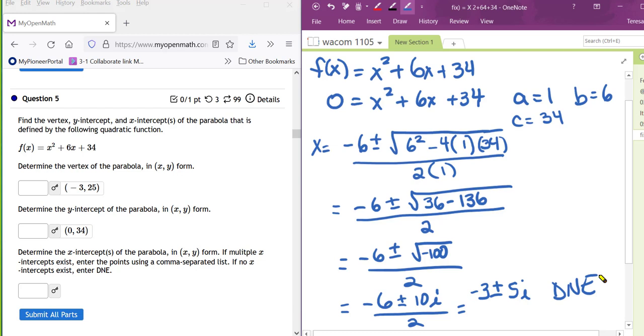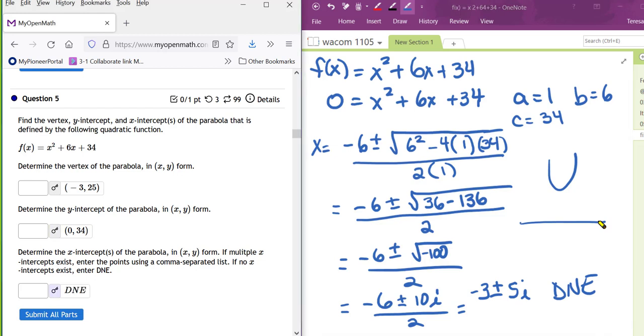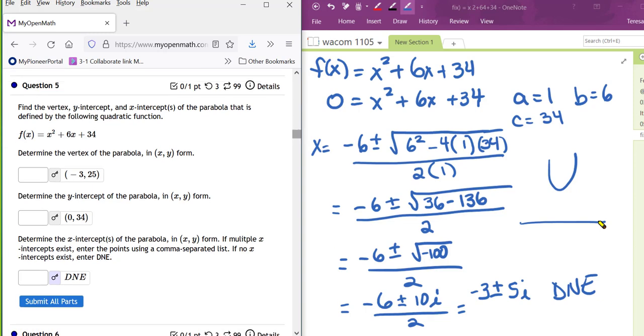the x-axis. Let's see. This one opens up because it's a positive 1 in front of the x squared. So it's going to look like this. Our vertex is negative 3, 25. So it is up above. So it's to the left, but it's up above your x-axis. It never crosses it. So this is going to be, does not exist. Right. 6 is one that we can put in the calculator.